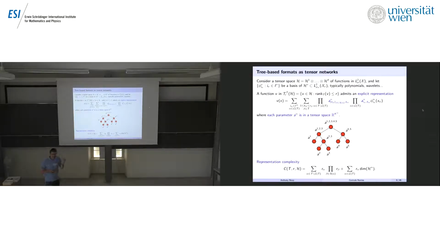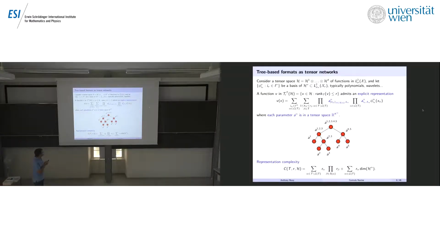When T is a tree, you have a very nice property: elements of the tensor format have an explicit representation in terms of low-order tensors. So let me make this precise. Consider H a tensor space. This is the background approximation space where the functions live. Consider a function in L2 and introduce basis functions, univariate basis functions for any space H nu. Typically, consider polynomials, wavelets, or any standard approximation tool.